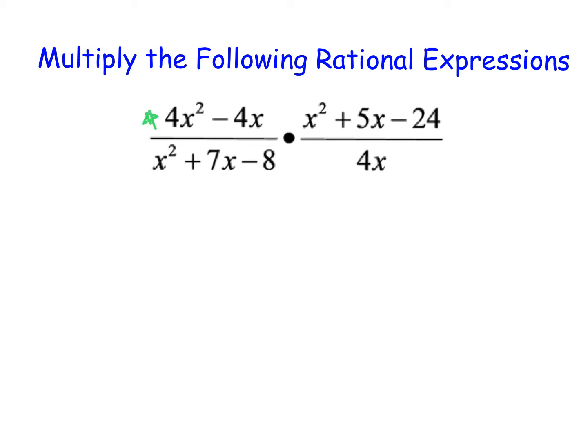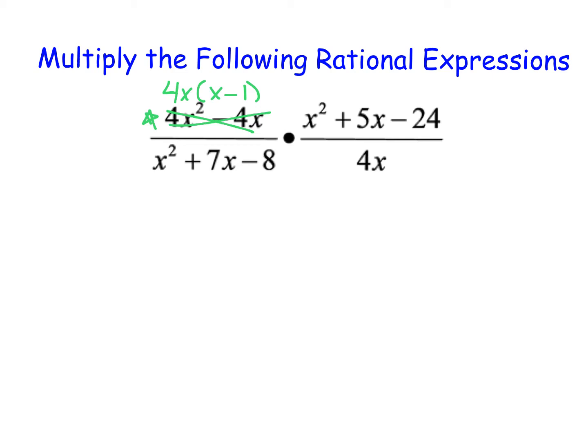So if we start right here, we have 4x squared minus 4x. Now I notice, because there are two terms and they each contain x, that I can factor out a greatest common factor of 4x. So I'm going to rewrite this one right here to be 4x factored out times x minus 1. So this one can be rewritten to be 4x times x minus 1.